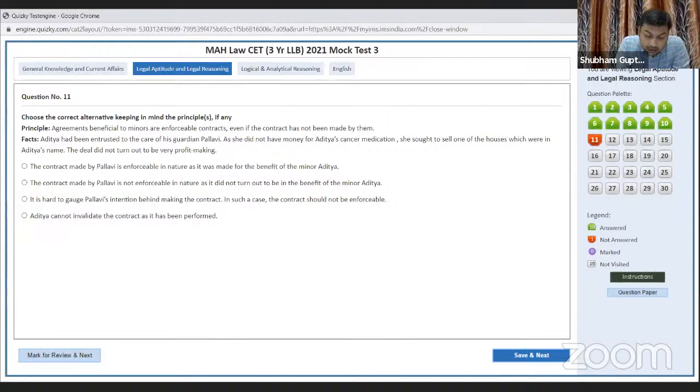So what should be the answer? The contract made by Pallavi is enforceable in nature as it is made for the benefit. So again, it is made for the benefit of the minor, so it should be taken. Now let's read the second one.